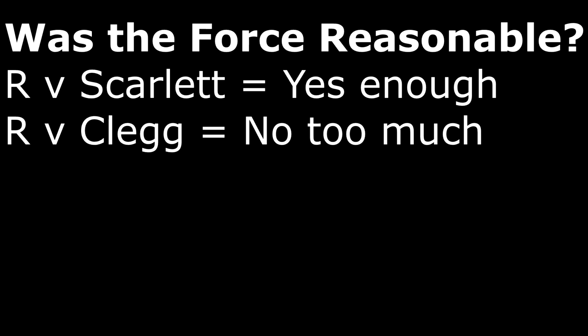The second and final test of this short defence is, was the force used reasonable? This means that after having found out that the force was justified, did they use reasonable force? So if someone flicked them in the head and then they broke their spine, that's not exactly reasonable force. This was shown in R versus Scarlett, and excessive force was shown in the case of R versus Clegg.